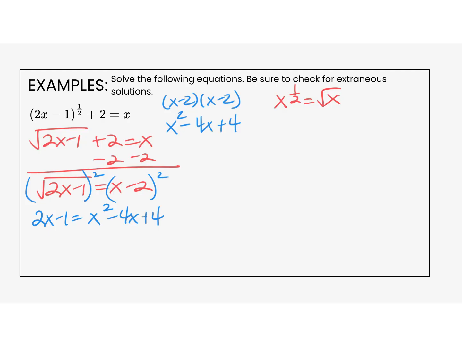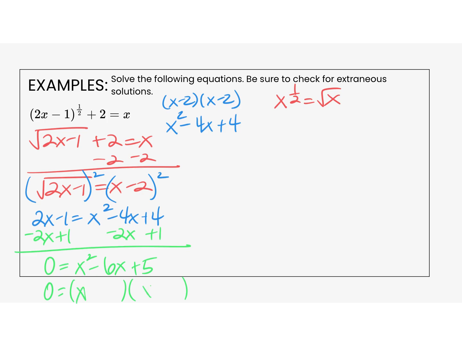And again, I see a quadratic. I need it to be equal to 0. So I need to bring this stuff over. So I get 0 equals x squared minus 6x plus 5. I need to factor. So I'm going to have x and x. Factors of 5 are only 5 and 1. And these are both negative, so it's going to be minus 5, minus 1. I set both of those equal to 0. So I get x equals 5 and x equals 1.